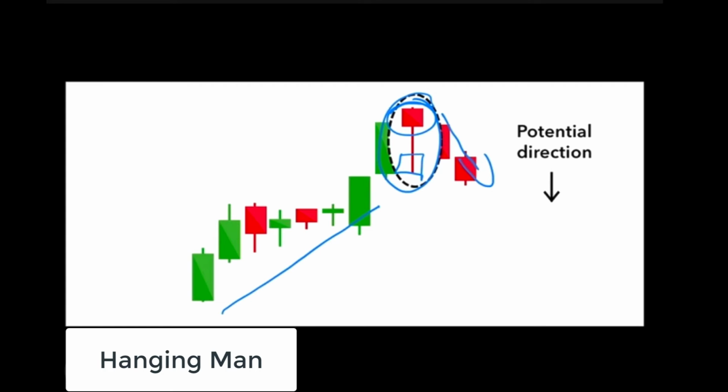It indicates that there was a significant sell-off during the day, but that the buyers were able to push the price up again. The large sell-off is often seen as an indication that the bulls are losing control of the market.